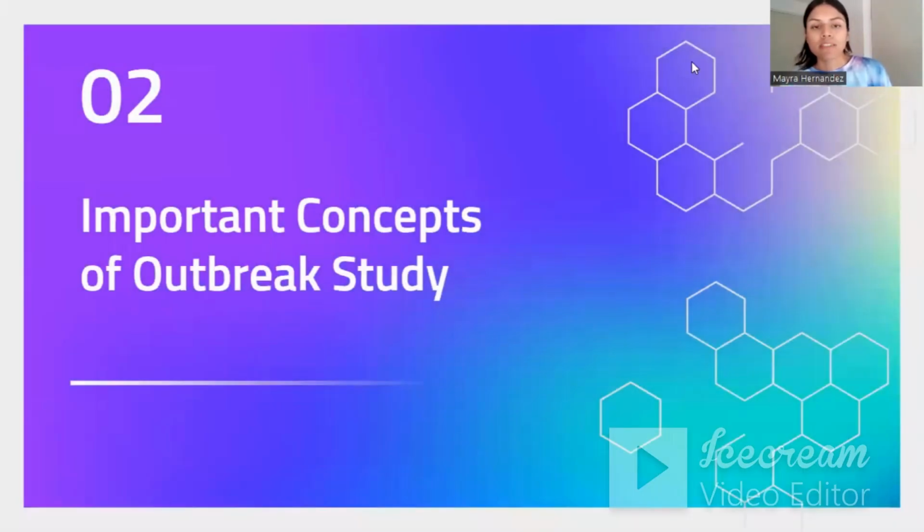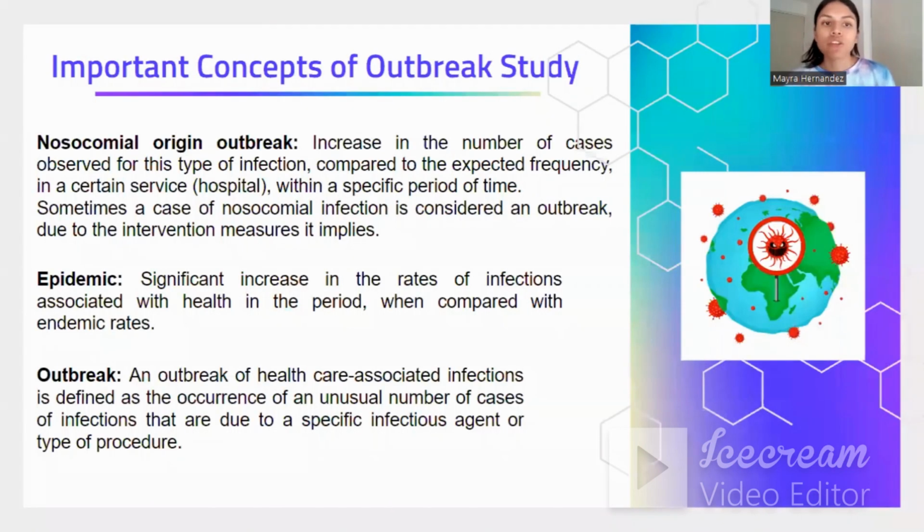Now let's talk about important concepts of outbreak study. Nosocomial origin outbreak is increasing the number of cases observed for this type of infection compared to the expected frequency in a certain service within a specific period of time. Epidemic is a significant increase in the rates of infections associated with health in the period when compared with endemic rates. And an outbreak of healthcare-associated infections is defined as the occurrence of an unusual number of cases of infections that are due to a specific infectious agent or type of procedure.